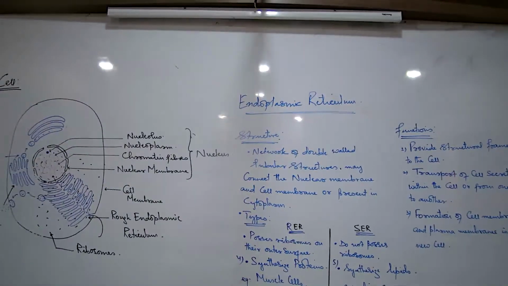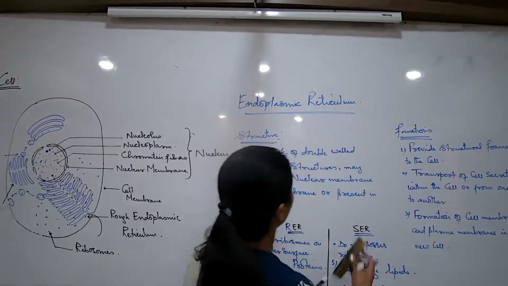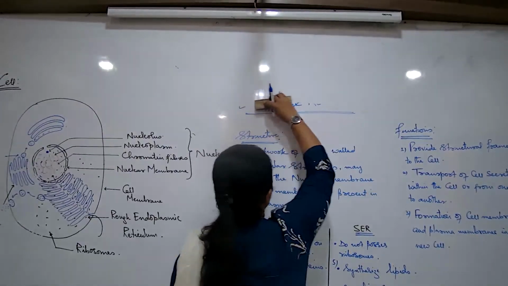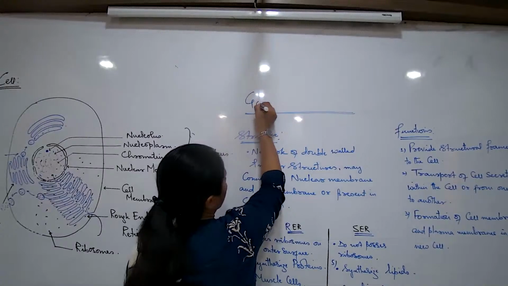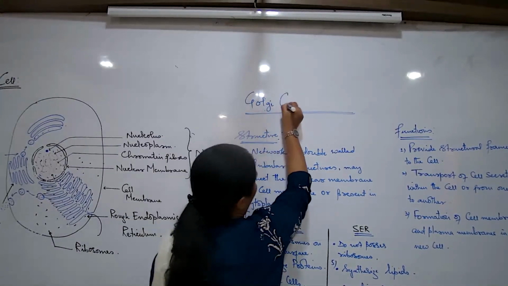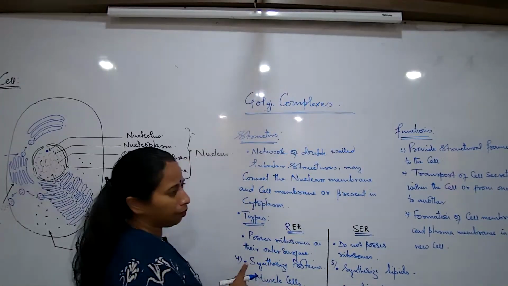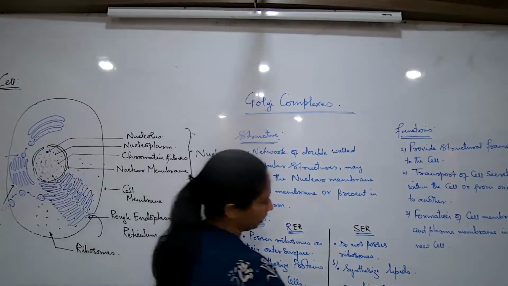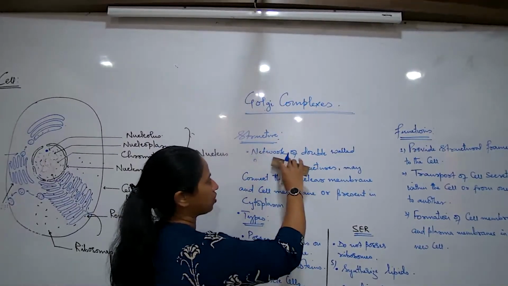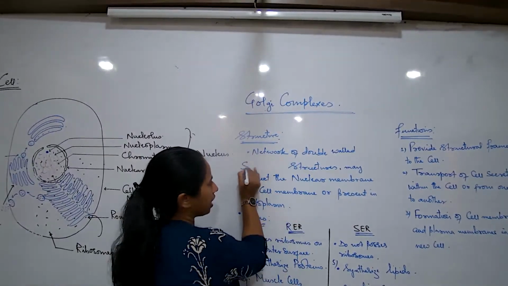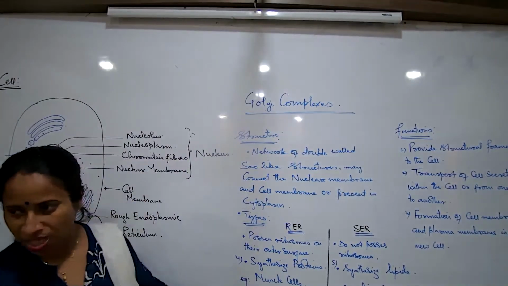What is this Golgi doing? What is the next organelle we study? Golgi complexes. Golgi bodies or Golgi complexes. We talk about the Golgi bodies or the Golgi complexes. When I talk about Golgi complexes, they are also double walled. It's a network of double wall, not tubular structures, but these are sac-like structures.